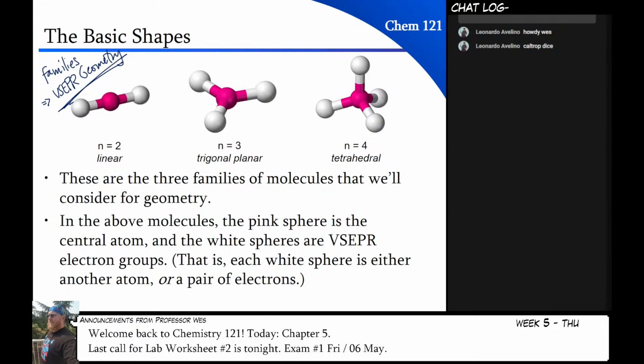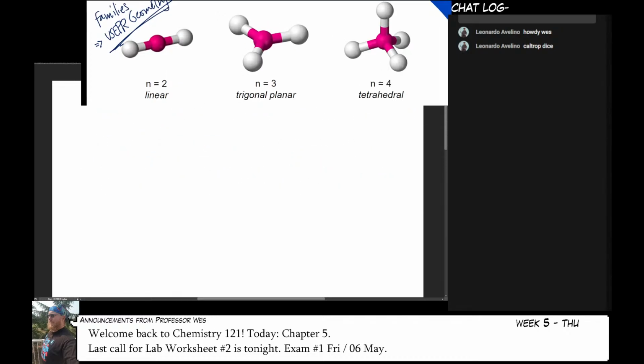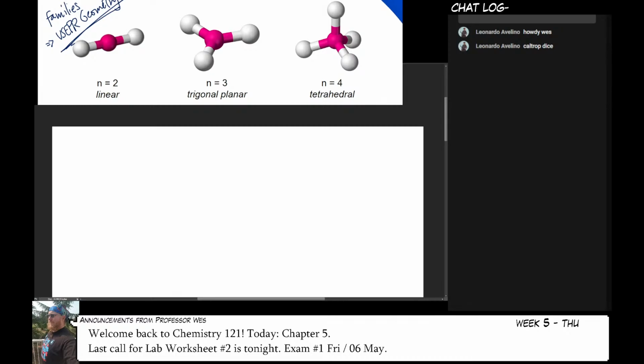So let's do an example here. So I'm going to draw a molecule here, and I'm going to just draw its Lewis structure. Like this. And what I would want you to do is say, what is the VSEPR geometry of this molecule?